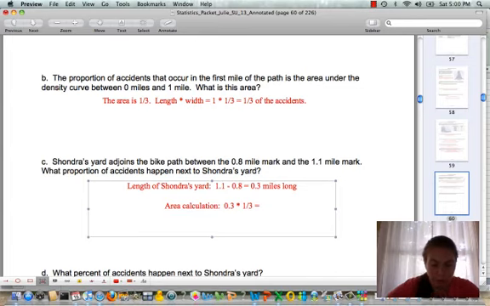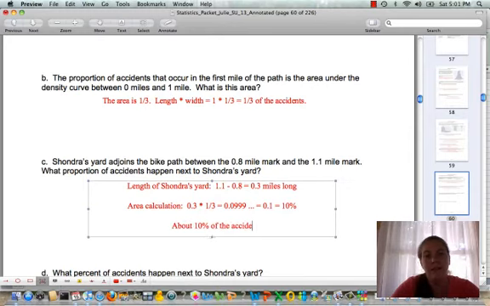So if we do 0.3 times 1/3, we get right around 0.0999999, and then the 9s keep going. So we can round this to 0.1, which as a percent would be 10%. So we can say about 10% of the accidents happen next to Chandra's Yard.